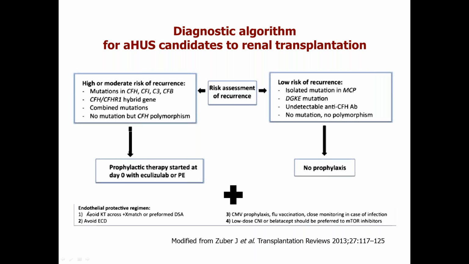Of course, very important is, in addition to Eculizumab, to use other endothelial protective regimens: to avoid kidney transplantation in preformed donor-specific antibodies positive cross-match, avoid extended criteria donors, and use low-dose calcineurin inhibitors or belatacept. And this should be preferred to mTOR inhibitors. And of course, we should use flu vaccination and monitor for infections.